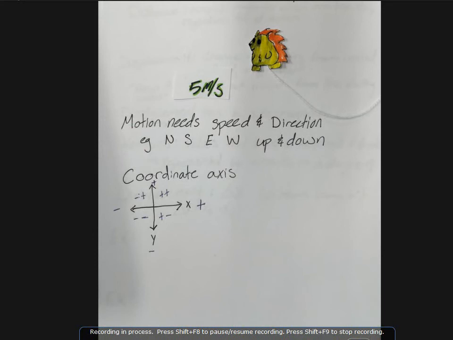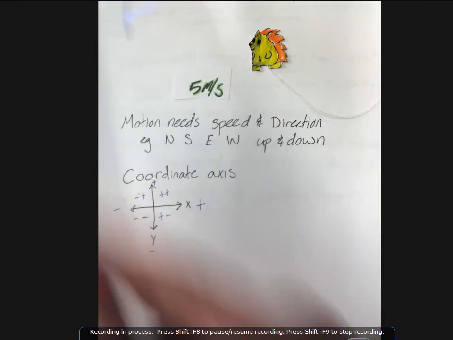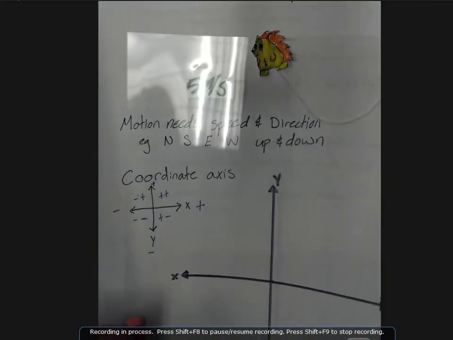And there's a really neat thing about our coordinate axis, and that's that our coordinate axis can kind of be used any way that we want to use it. All right, so take, for example, this is our coordinate axis system.